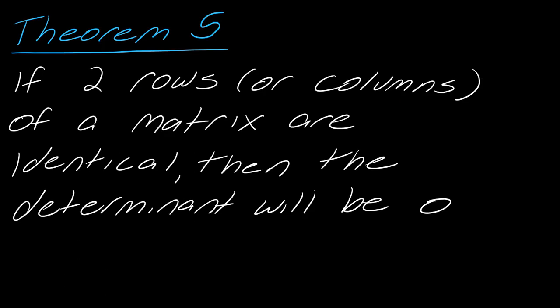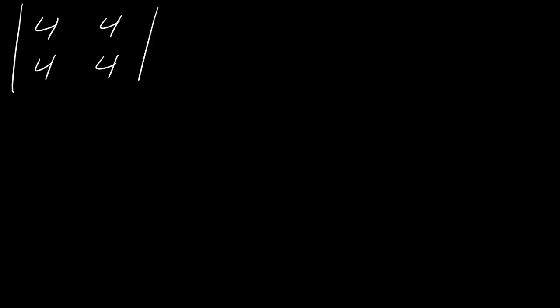Theorem 5. If two rows or columns of a matrix are identical, then the determinant will be 0. Okay, so I have here just a little 2 by 2 matrix. Notice the rows and columns in this case are identical. 4 times 4 is 16, 4 times 4 is 16. So you just get the same values, and the determinant will equal 0. This is always true, whether you have a 2 by 2 matrix or something larger. The second you see 2 columns or 2 rows that are identical, you can automatically say that the determinant equals 0.